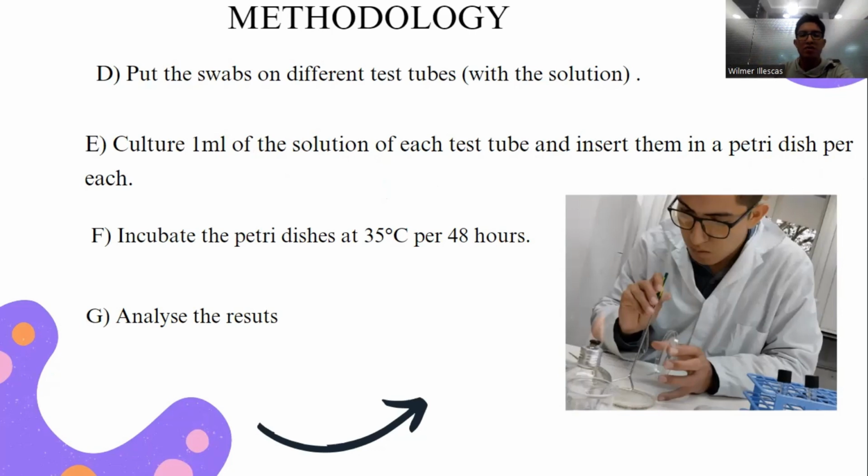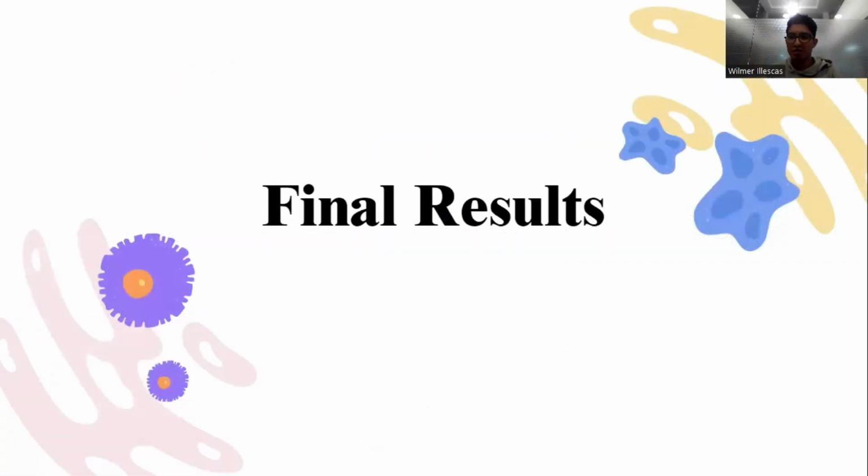Next, we have to incubate the petri dishes at 35 degrees, so we have to maintain that temperature. The petri dishes are put in the incubator and we maintain the temperature. Then we analyze the results, which is the part that my partner is going to explain. These are the final results. So Navi, it's your turn.